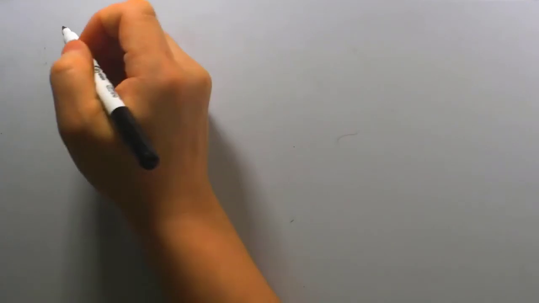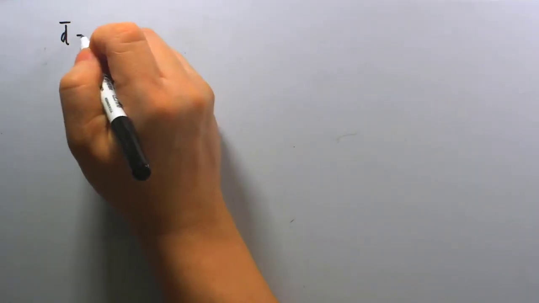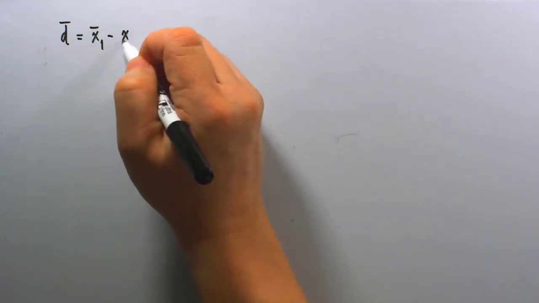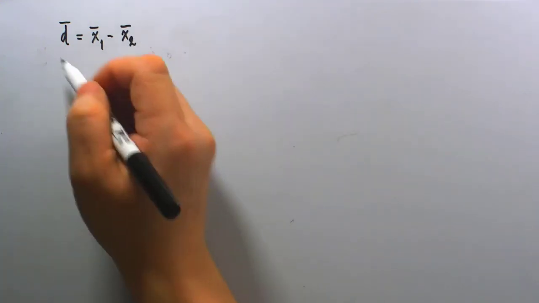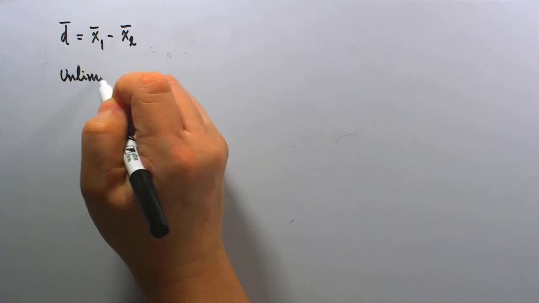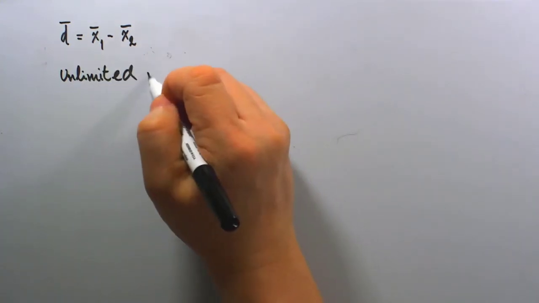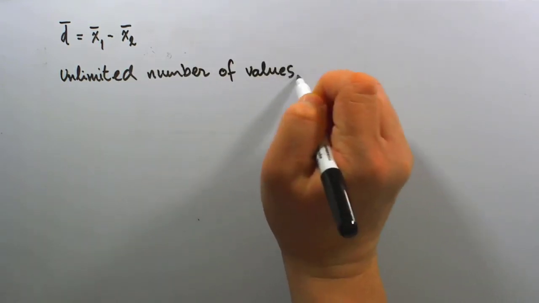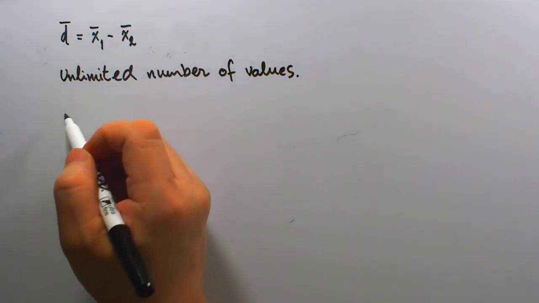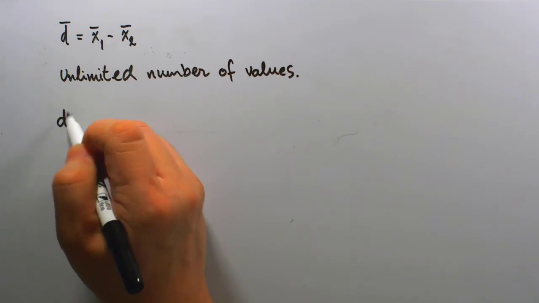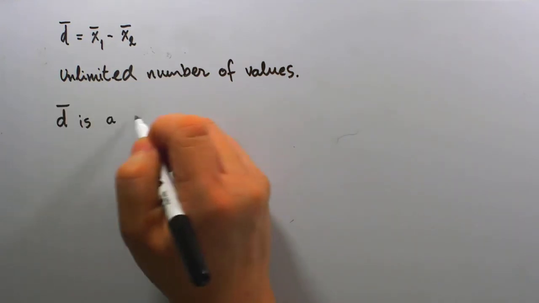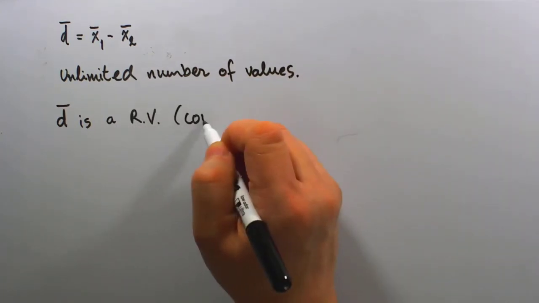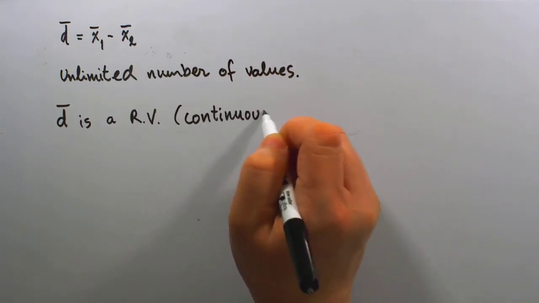And so now, upon realizing that our d bar here, being the difference between a sample mean value from population 1 and a sample mean value from population 2, has an unlimited number of values as we have already understood, then we can now clearly agree that d bar is a random variable, and as a matter of fact, a continuous random variable.